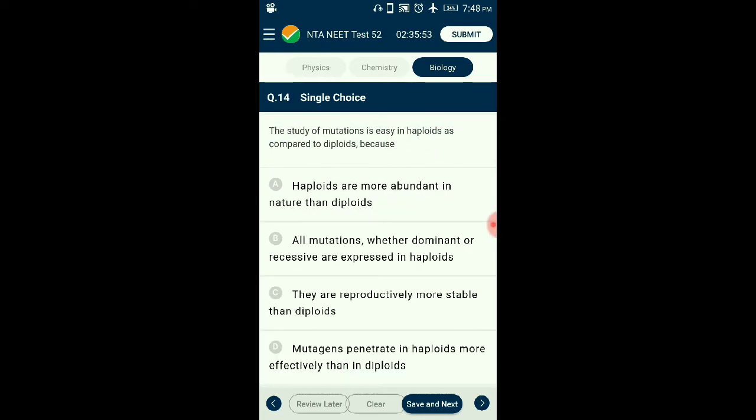Question number 14. The study of mutations is easy in haploids as compared to diploids because haploids are the cells which have only one set of the chromosomes, or we can say one of the pair of the alleles of a gene. Since haploids do not have the whole pair of alleles, their allele is not influenced or affected by the counterpart. All allele types get expressed in a haploid. It is the choice of cells for studying mutations, as even the recessive allele will get expressed and not just the dominant type, since the recessive allele is singular, not in a pair. So the answer is option B. All mutations, whether dominant or recessive, are expressed in haploids.